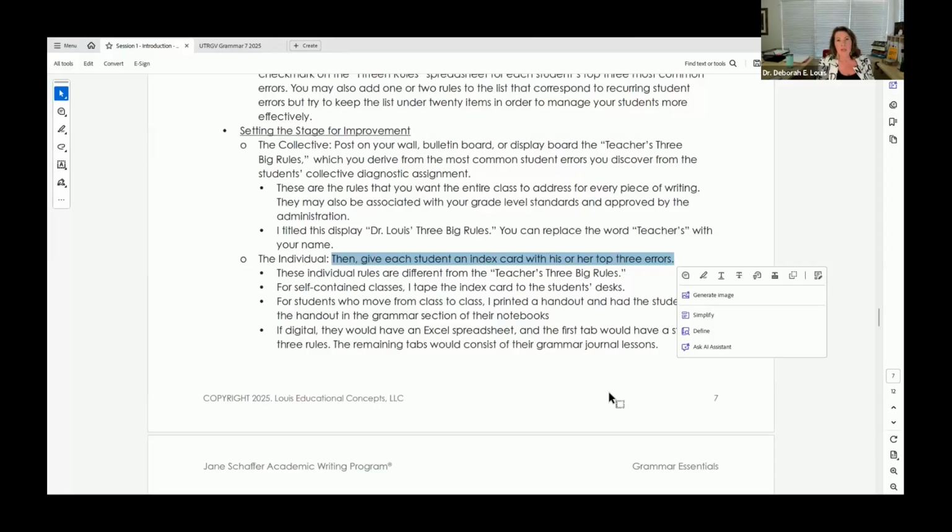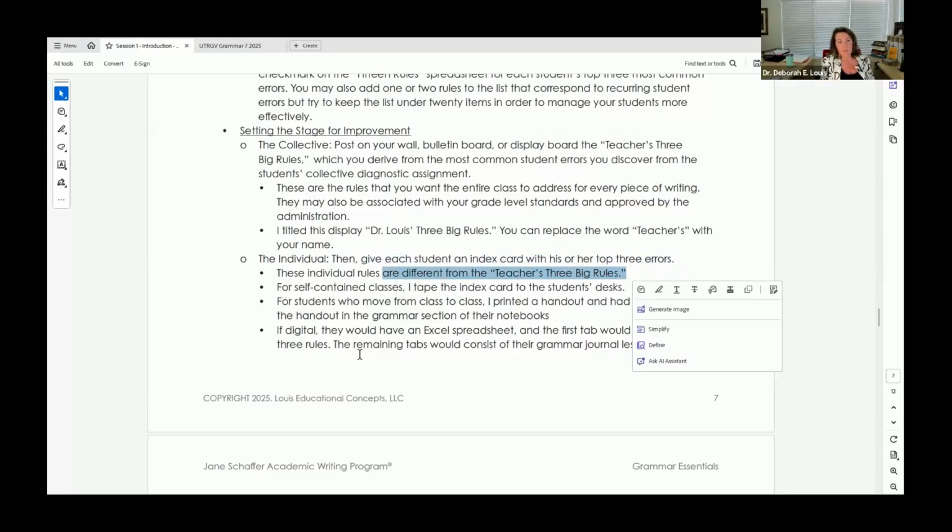Another one could be that Liliana loves to text, and so she's got the lowercase i, right? And not only does she have the lowercase i that's supposed to be capitalized, but instead of the dot over the i, she has a heart. So that might be one of her rules. So each student is going to get 3 rules. And these are different from the teacher's 3 big rules. So now the students have 6 rules.